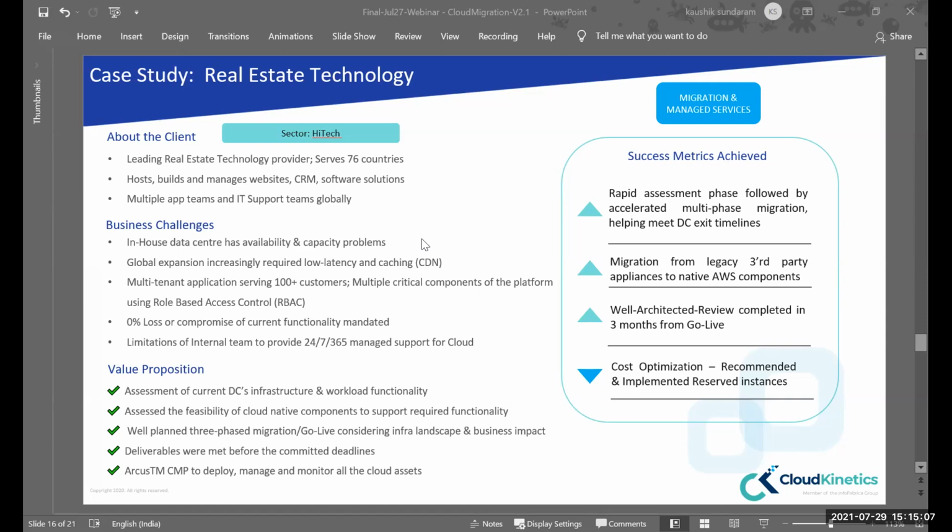The migration from the legacy third-party appliances to native AWS components, where we did some refactoring to modernize their infrastructure. And then a well-architected review was conducted 3 months from go live, just to ensure that the architecture and the security controls for the environment remain compliant even after the migration. And cost optimization: once the steady state was reached for the environment, we made recommendations and implemented a reserved instance pricing model. That helped to bring down the overall cost of the cloud environment as well.